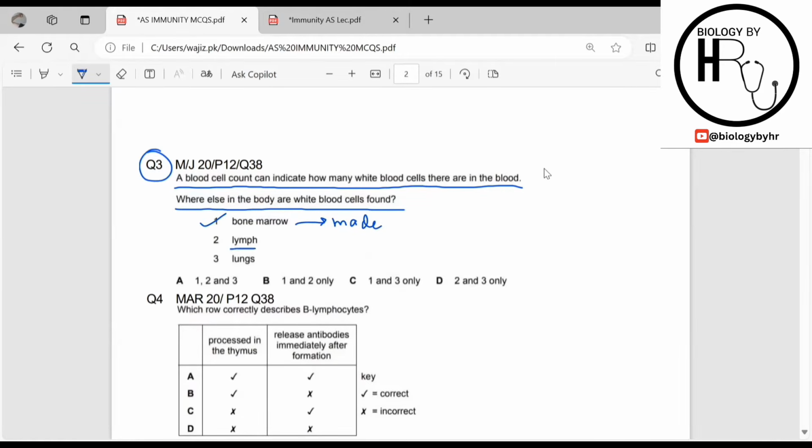The second is lymph. We know that in the lymphatic system, we find the lymphocytes. Lymphocytes are also a type of white blood cell, so we can find the lymphocytes, or white blood cells, in the lymph as well. Statement 3 is saying the lungs. Yes, we know that white blood cells are also found in the lungs. They are found in the alveoli of the lungs. Why are they found in the alveoli of the lungs? They are found there for defensive purposes.